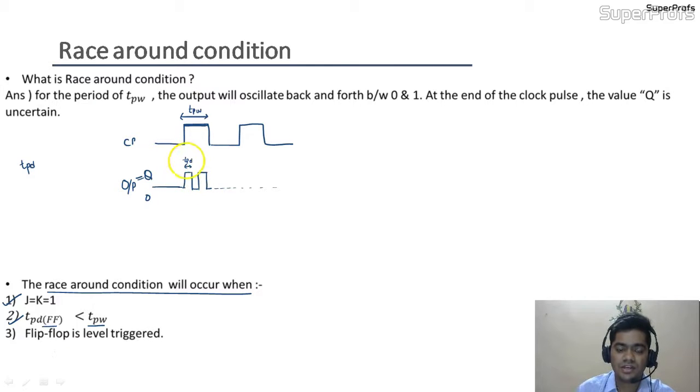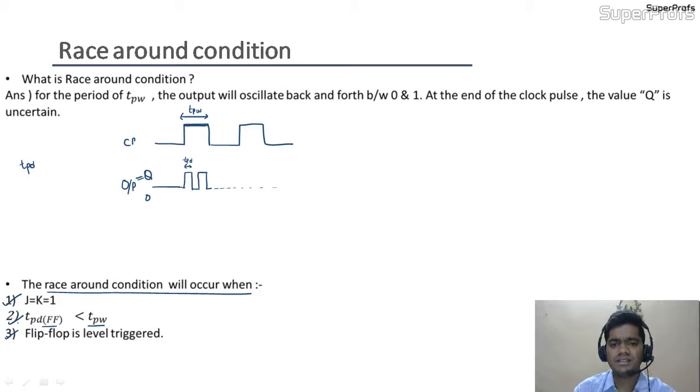So if this propagation delay is less than the pulse width, the output would change many times in a given pulse width, due to which the output will remain uncertain. So the main condition due to which the race around condition happens is that the propagation delay of the flip-flop is less than our time pulse width. And the third condition is that the flip-flop is in level triggered mode.